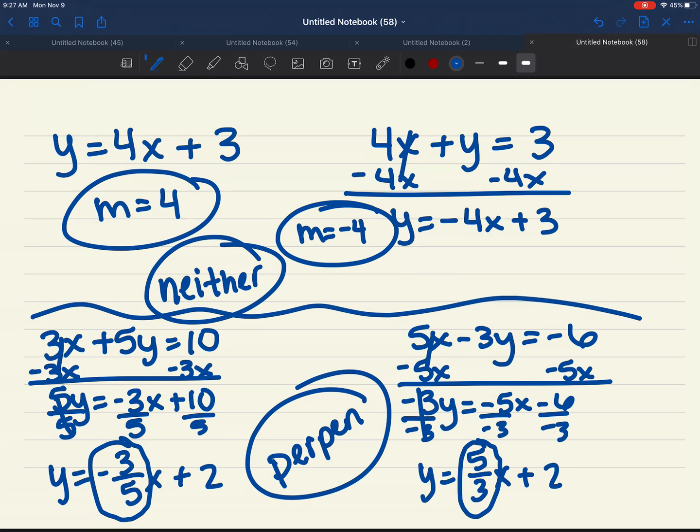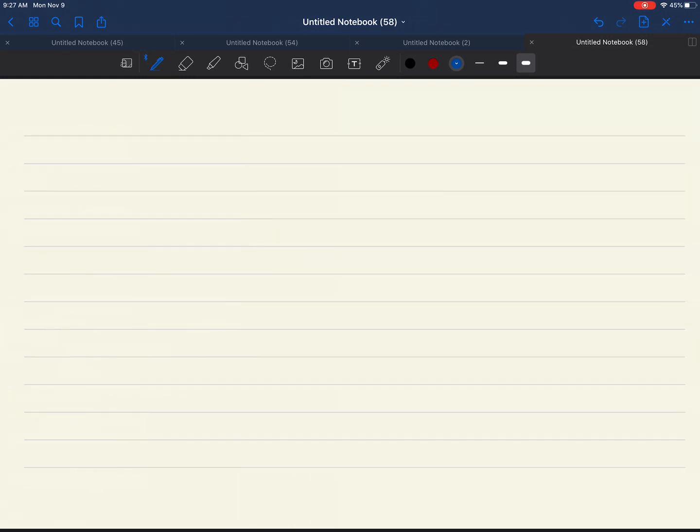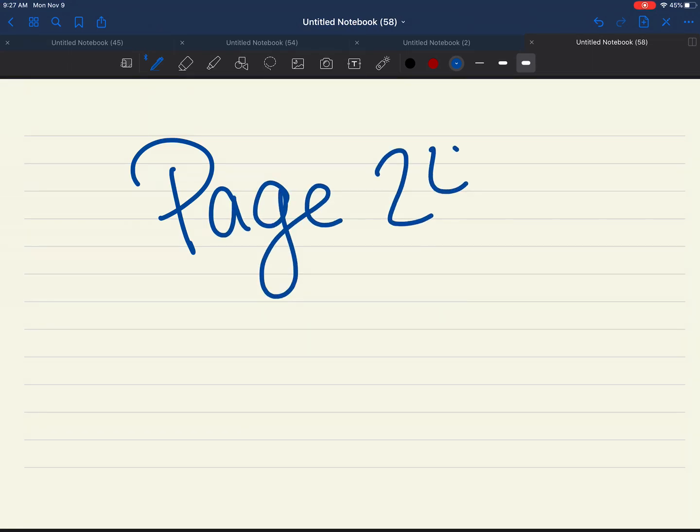Okay? How will you know if they're parallel? If they're exactly the same. Parallel is exactly the same. Perpendicular, different signs, flip the fraction. Neither would be like our first example. Okay? We feel okay with that? Any questions? All right. We're going to be on page 243.